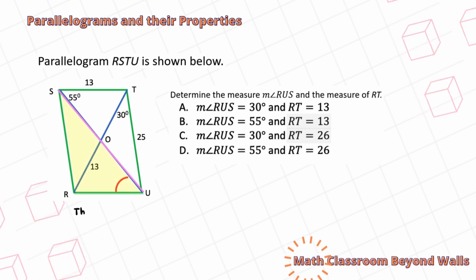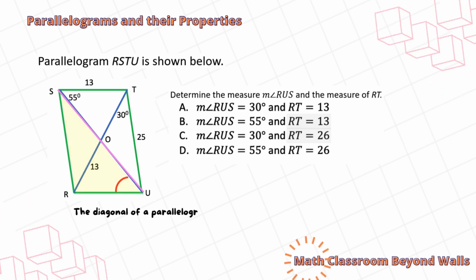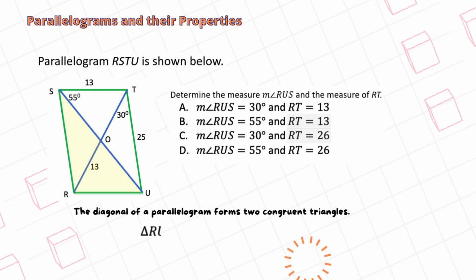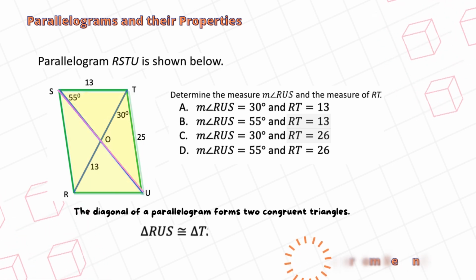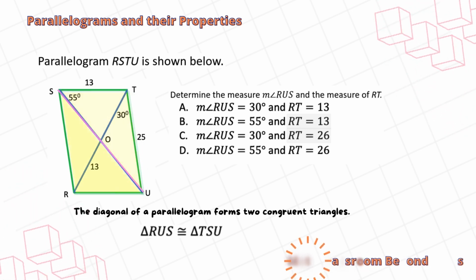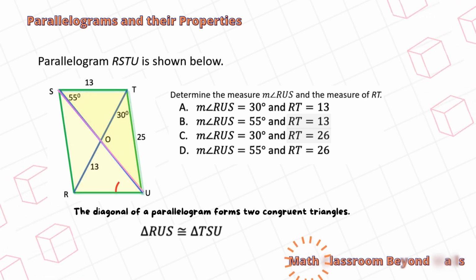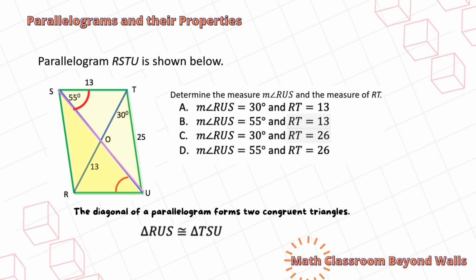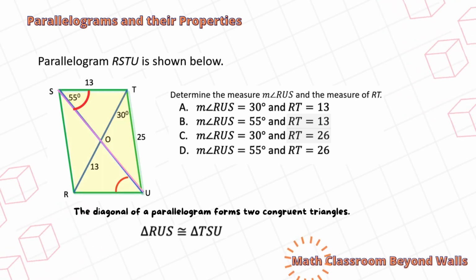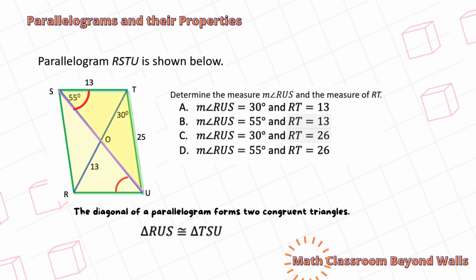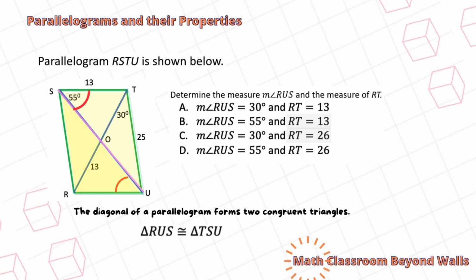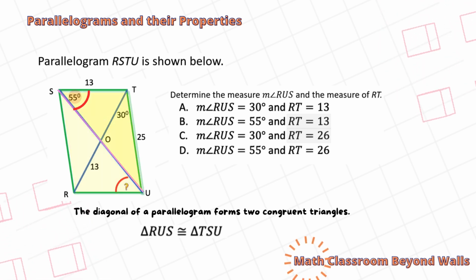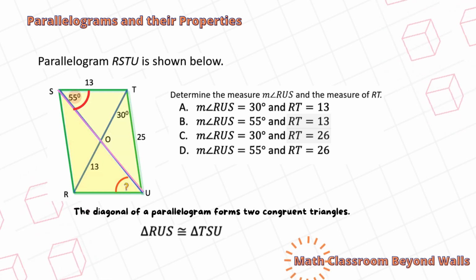Remember that the diagonal of a parallelogram forms two congruent triangles. Thus, triangle RUS is congruent to triangle TSU. From here, we can see that angle RUS and angle TSU are corresponding angles. And because the triangles are congruent, then angle RUS is congruent to angle TSU. The measure of angle TSU is 55. So, what is the measure of angle RUS? You are correct. It is also 55 degrees.